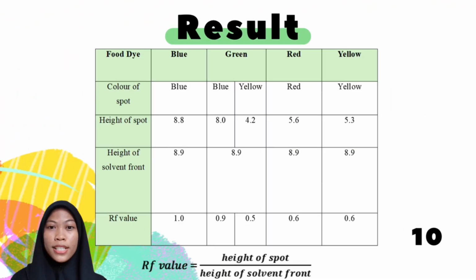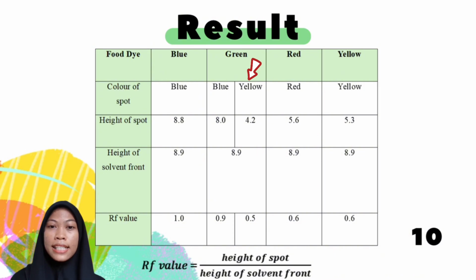Next, we move to the result of paper chromatography. From the table, as you can see, all colors remain the original color except for green. For blue, the color of the spot is blue and the height of the spot is 8.8. The height of the solvent front is 8.9. The Rf value for blue after dividing 8.8 by 8.9 is 1.